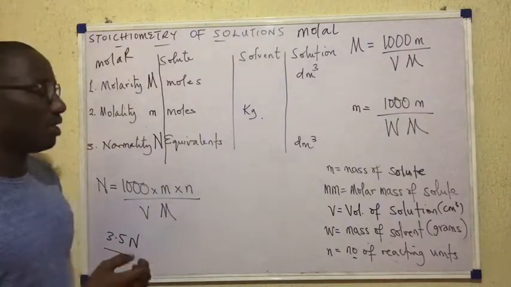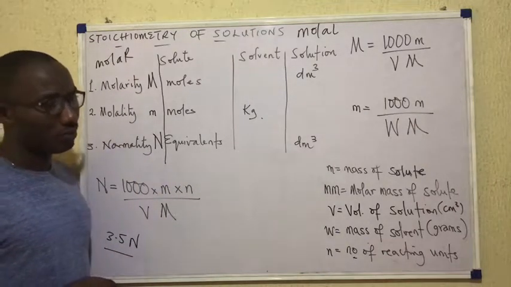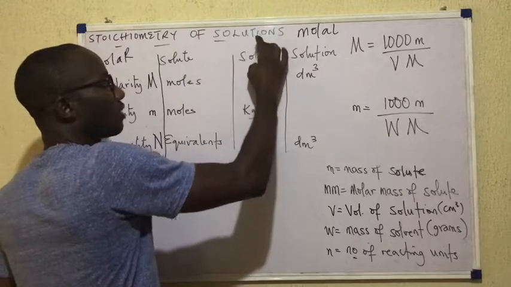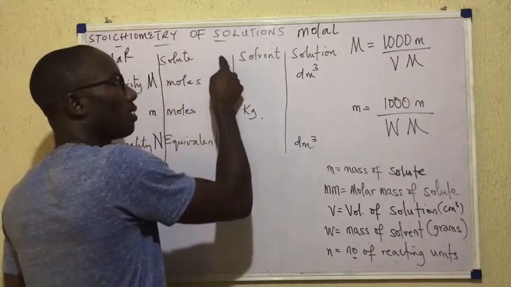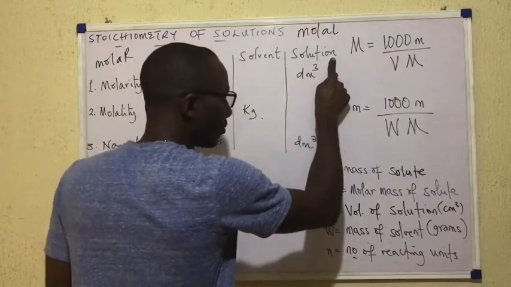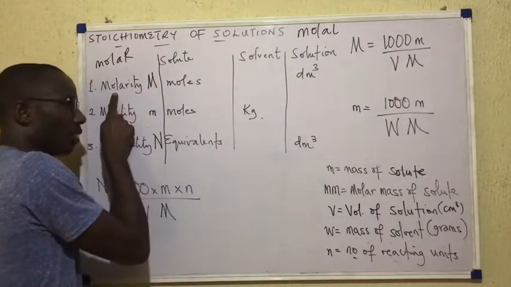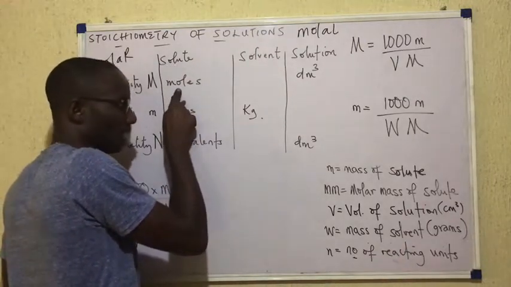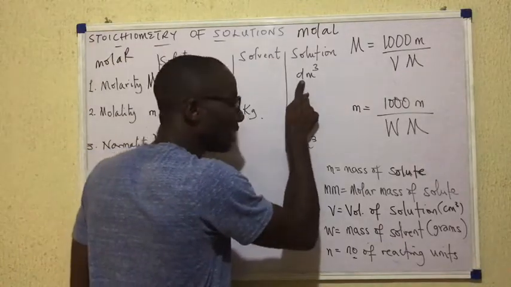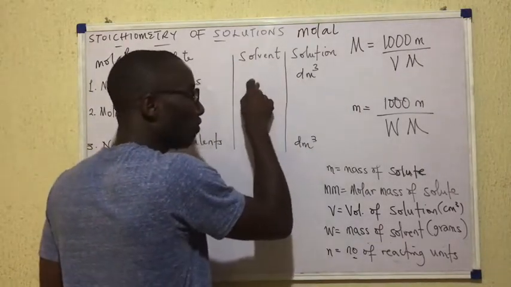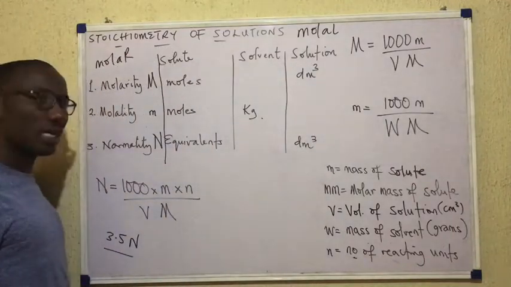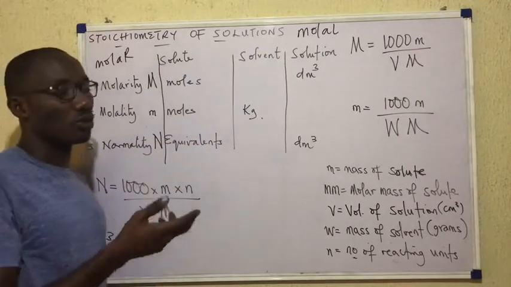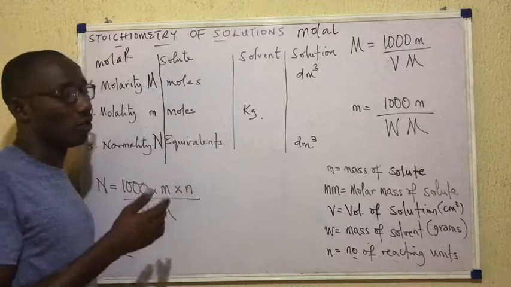Now what do they mean, these three ways of expressing concentration? Of course, we know that every solution is made up of what? Solute and solvent. So here I'm showing solute plus solvent to give solution. In the case of molarity, molarity is concerned about how much solute is present in 1 liter, 1 dm cube, not of solvent but of solution. That's molarity. So we define the molarity of a solution as the number of moles of solute present in 1 dm cube of that solution.